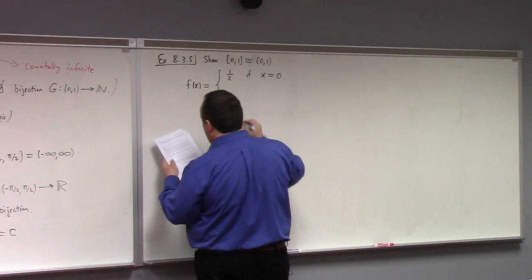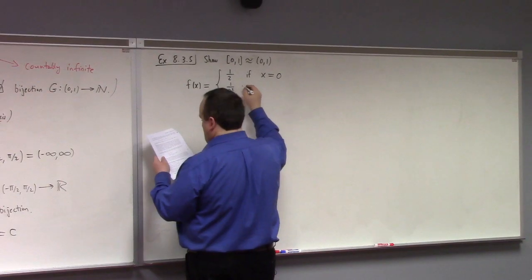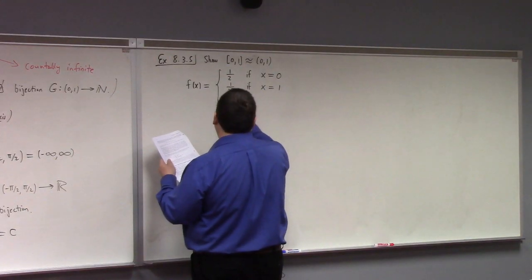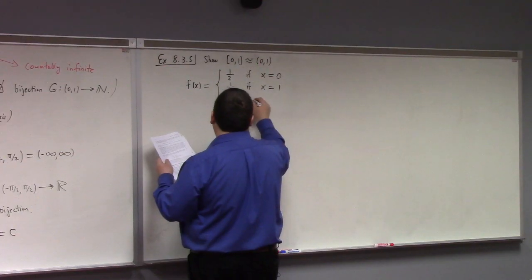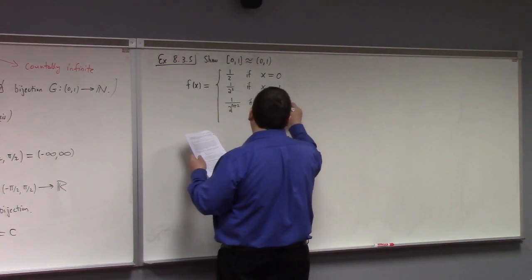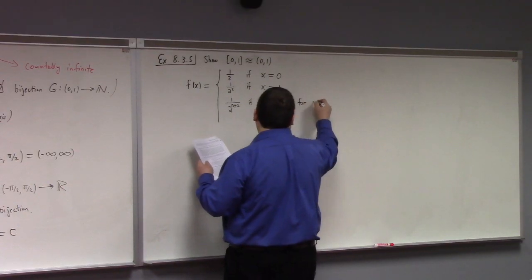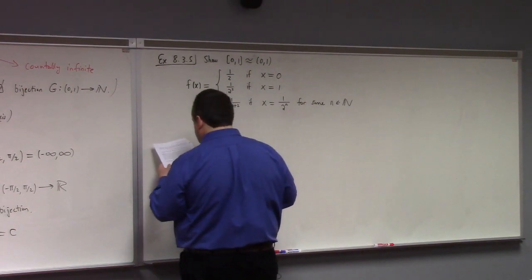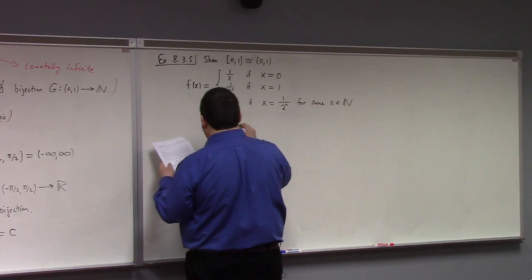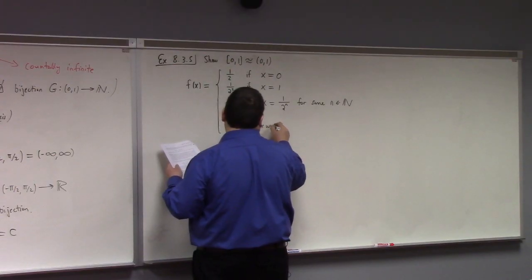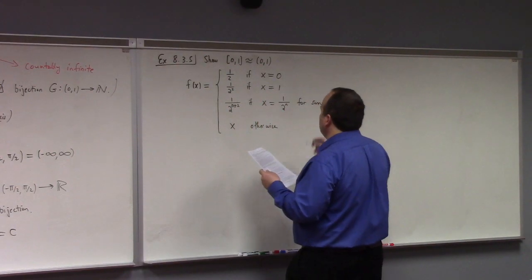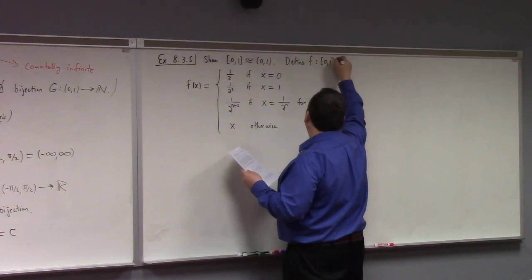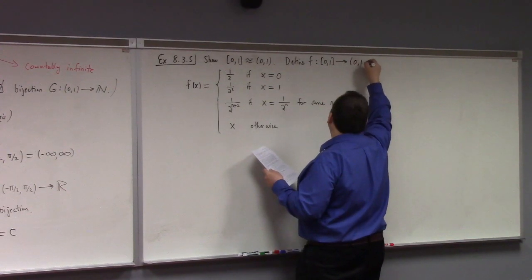So it's 1/2 if x is equal to 0. It's 1 over 2 squared if x is equal to 1. All right. It's 1 over 2 to the n plus 2 if x is equal to 1 over 2 to the n for some n in the natural numbers. And let's see here, it's x otherwise. And so here we're going to define f as a mapping from the closed interval 0, 1 to the open interval 0 to 1.